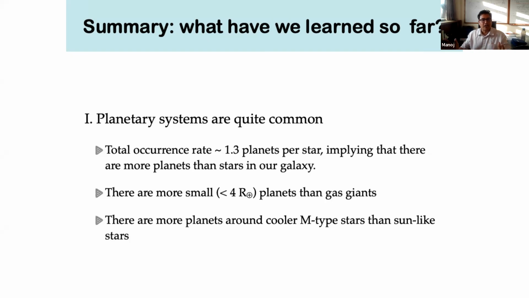So what have we learned so far from demographic studies? Mostly that planetary systems are quite common, and the total occurrence rate is about 1.3 planets per star, implying that there are more planets in our galaxy than stars. Most of the planets are likely to be small planets, the super Earths, mini Neptunes, and Earth-like planets, rather than gas giants. And we also learned that there are more planets around cooler M-type stars than Sun-like stars, but most of them are smaller rocky planets.